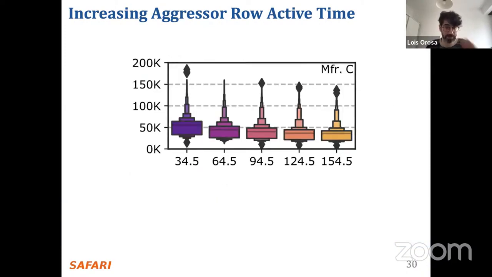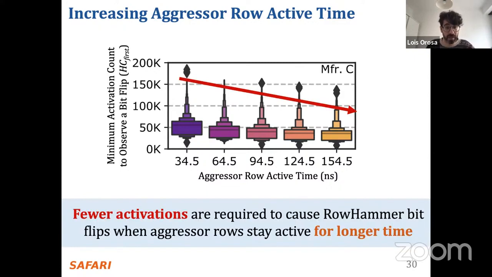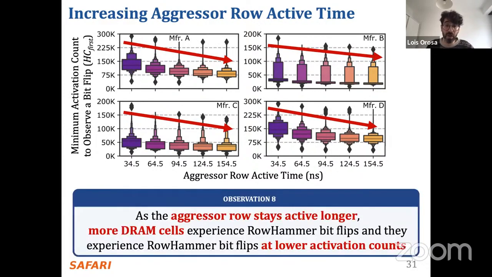In the next plot, we investigate the variation of HCfirst, the minimum activation count to observe a bit flip, with increasing aggressor row active time. In this case, we observe that DRAM cells experience bit flips at smaller activation counts when the aggressor row stays active longer. We observe the same trend on modules from all 4 manufacturers. Based on our observations on the bit error rate and HCfirst, we conclude that as the aggressor row stays active longer, more DRAM cells experience RowHammer bit flips, and they experience RowHammer bit flips at lower activation counts.